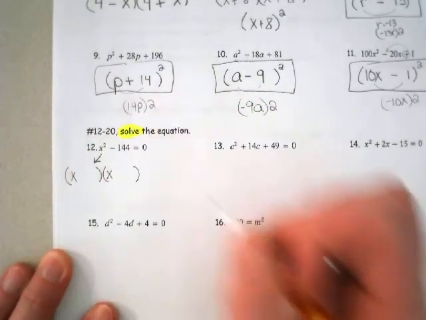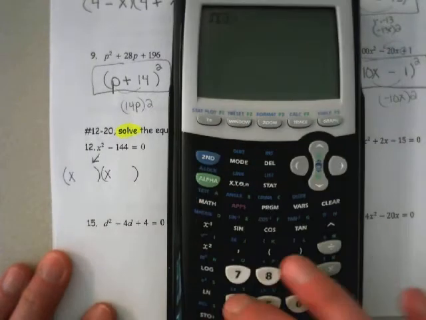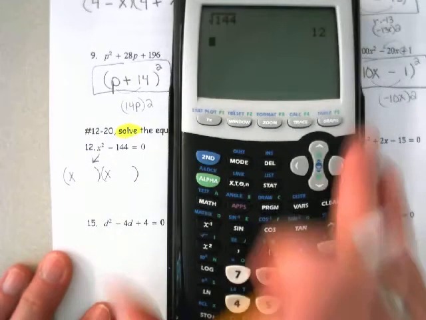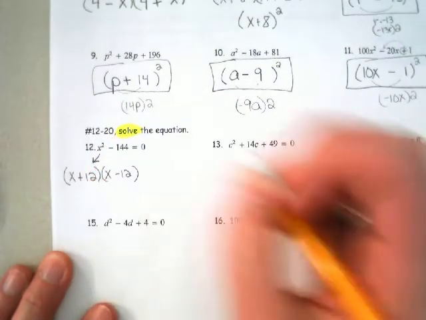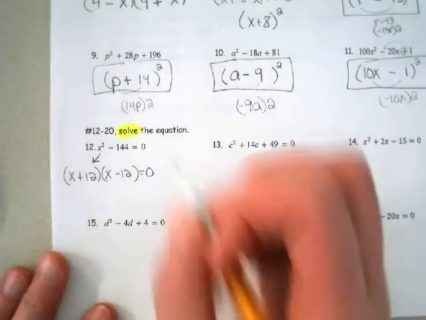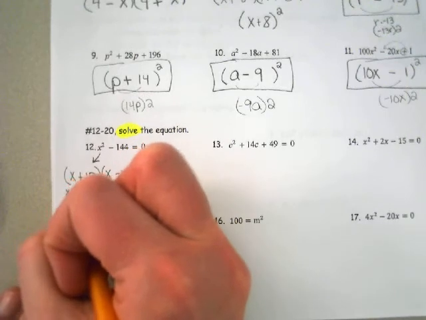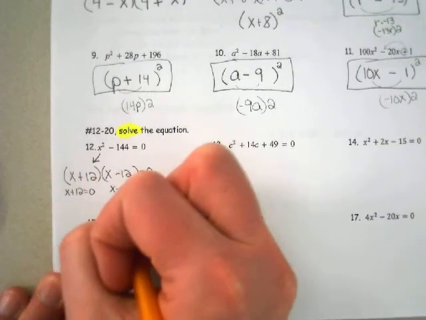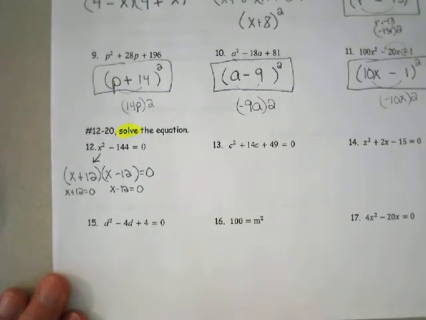So you have to do the same thing on number 12. You need to factor this. So you're going to need to go x times x. And if you don't know the square root of 144, it's 12. So you're going to have a plus 12 and a minus 12. And then you equal 0. And then now you're going to set each one of your parentheses equal to 0, and then you're going to solve them.